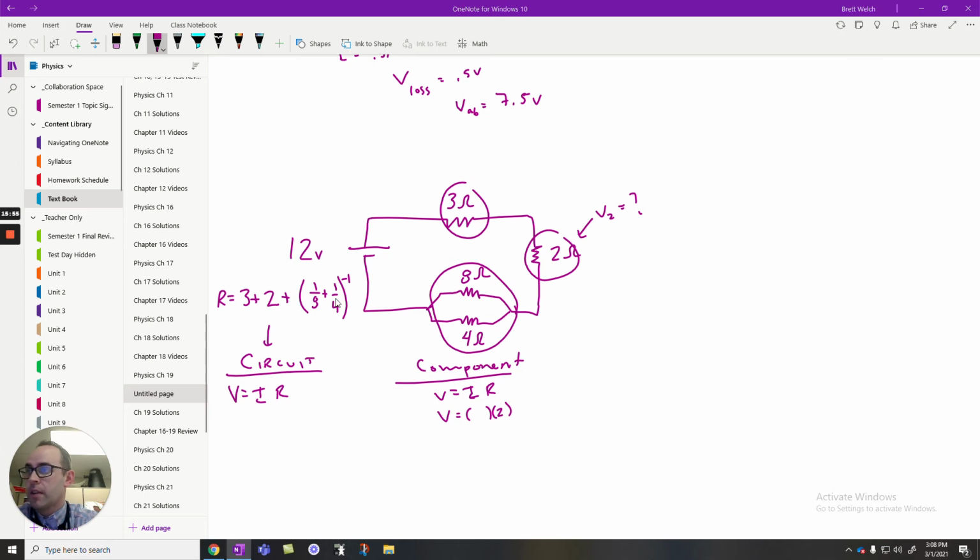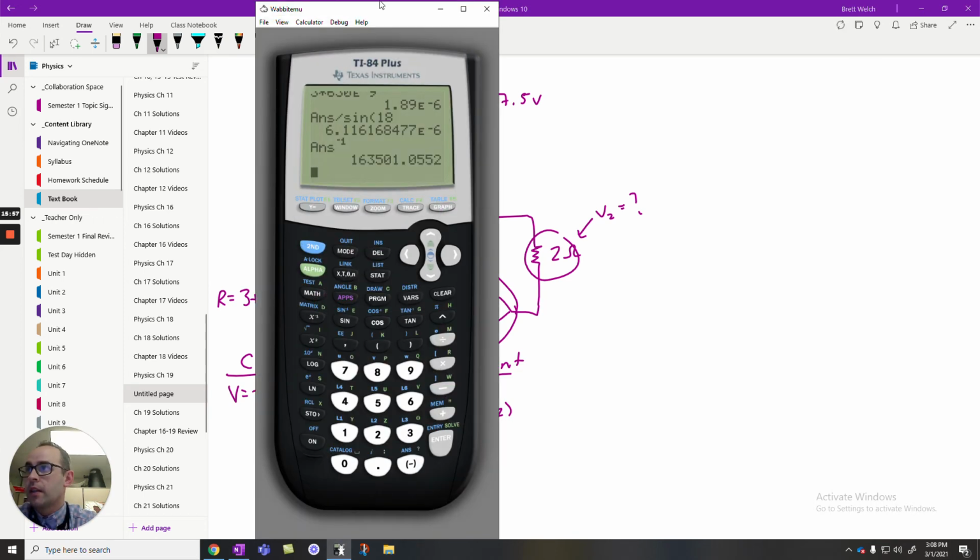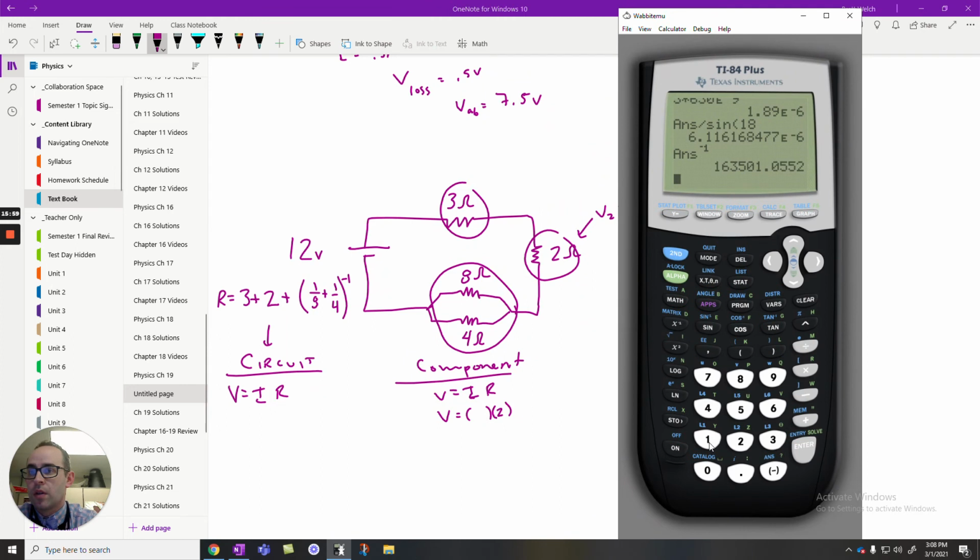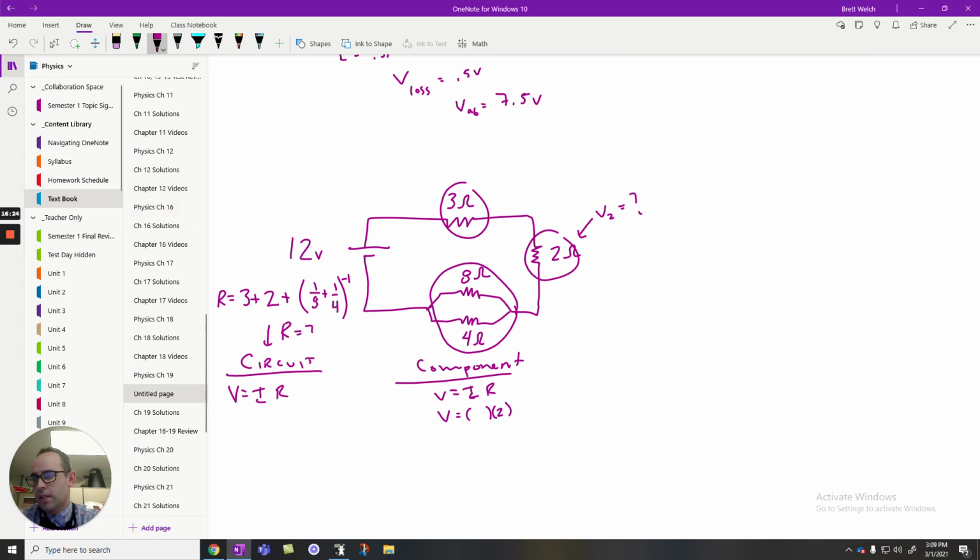I'll grab my calculator, and let's put that in. I'm just going to do the parentheses first. 1 over 8 plus 1 over 4. Close my parentheses. And I just hit a negative 1 exponent. It gives me 2.6 repeating. And I'm going to add the 3 plus 2, which is 5 more, to get 7.67. So we'll go with 7.7. So R equals 7.7 ohms total.